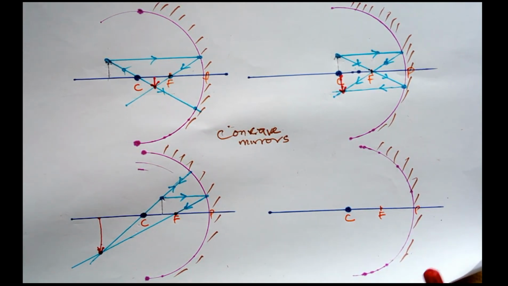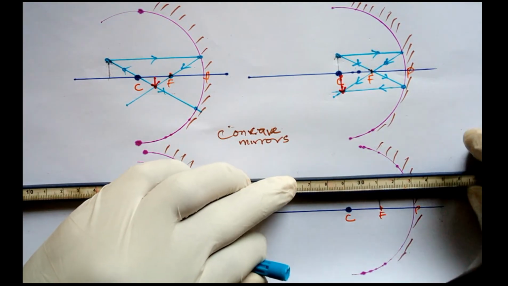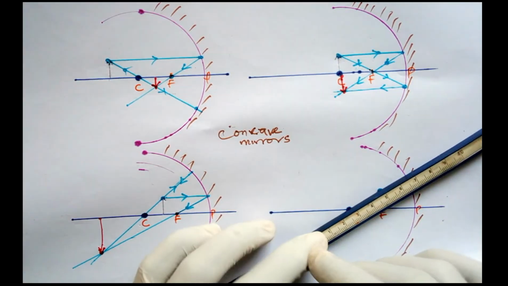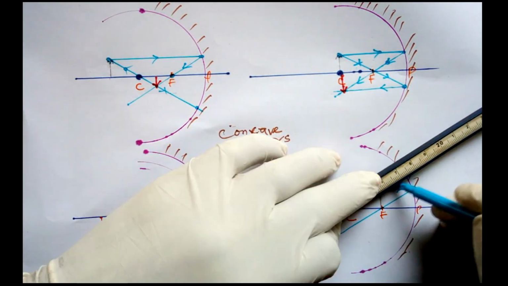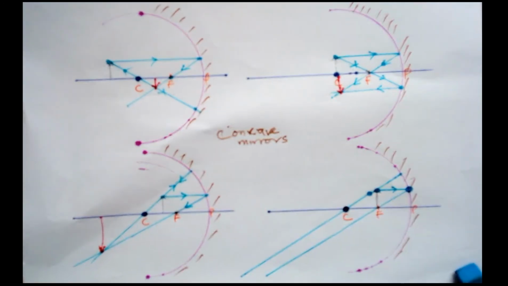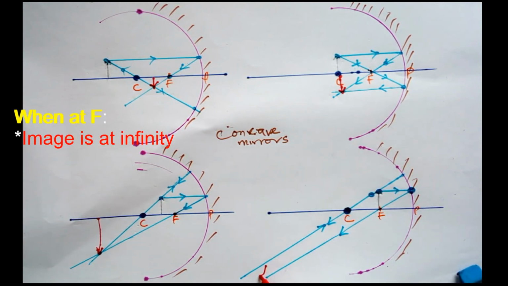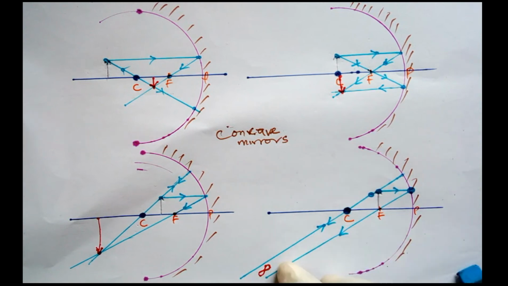When the object is now at F, the top of the object strikes the mirror and cuts through F. The second rule says that the ray will strike the mirror and come back along that same path. The nature of this image formed is at infinity. And so when the object is at F, the image is at infinity. You can see the line doesn't intersect, it just goes through.